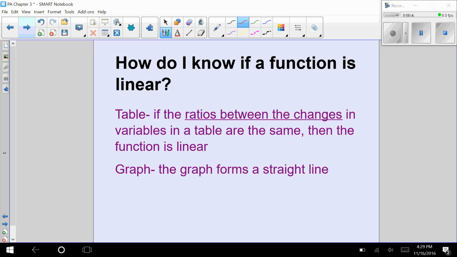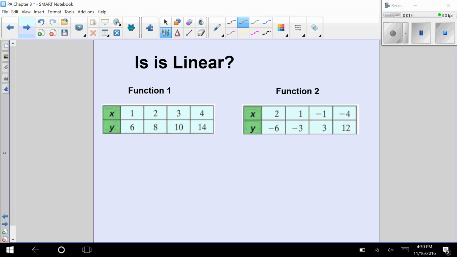How do I know if a function is linear? If I look at a table, if the ratios between the changes in variables in a table are the same, then the function is linear. On a graph, if the graph forms a straight line, it is linear. Let's look at these tables. Let's decide if they are linear.